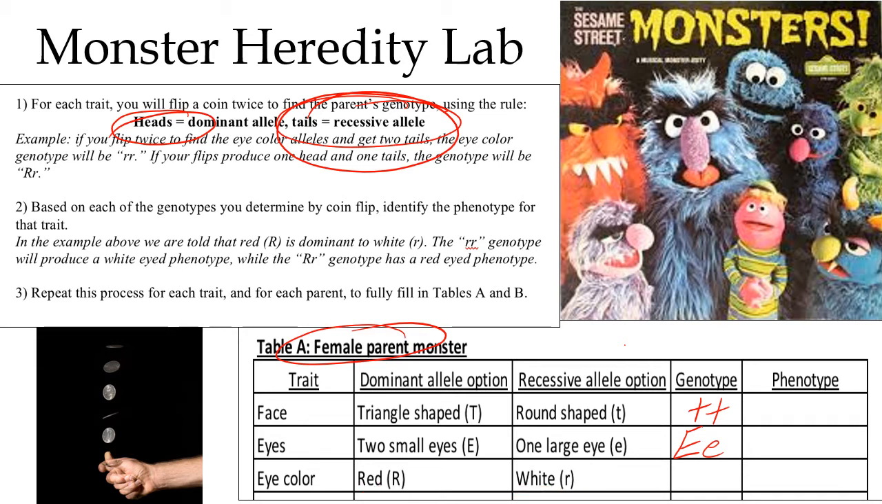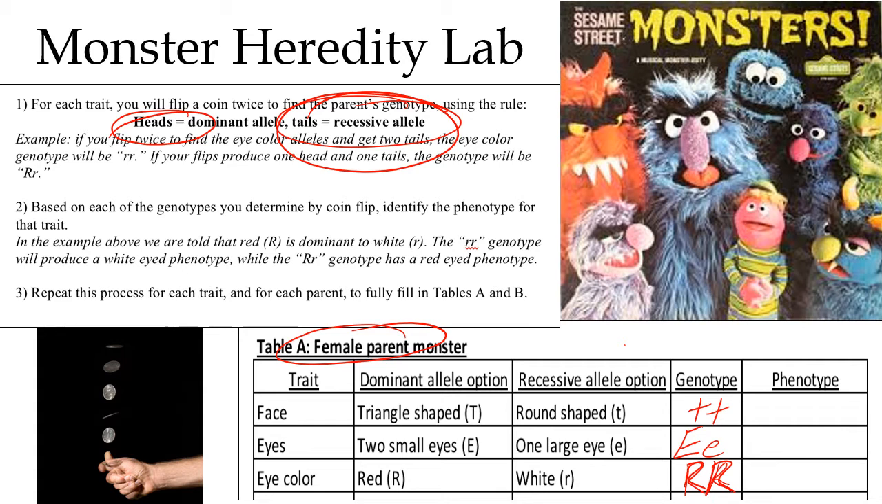So, again, let's say you flip your coin and it comes up heads, that would be the dominant version. So you've got 1 big R in your genotype. You flip it again, it comes up heads once more. Now you've got a second big R allele. You'd have a big R genotype for this parent in terms of eye color.